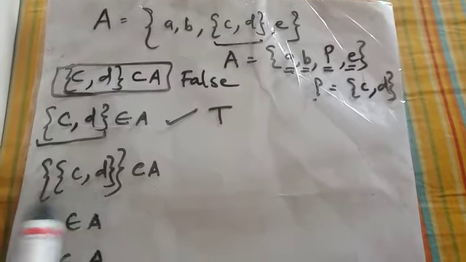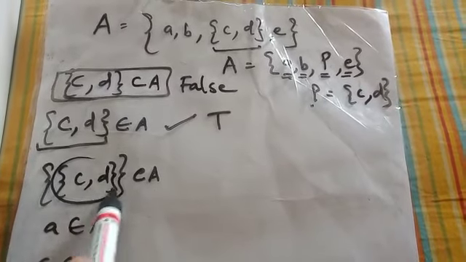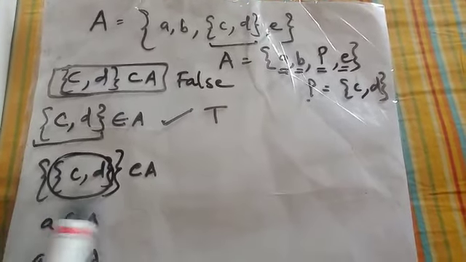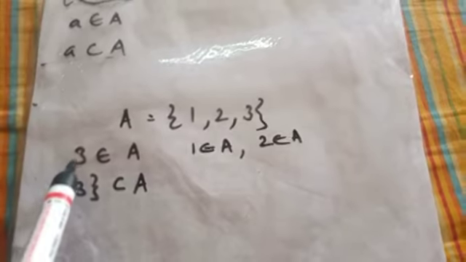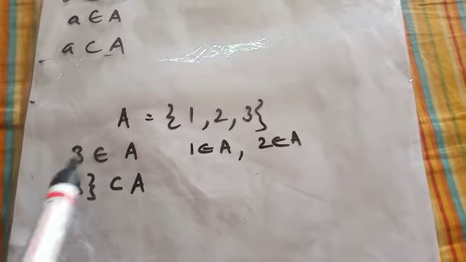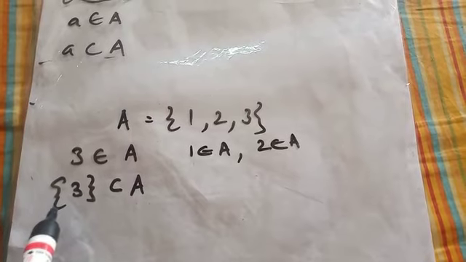Now see what happens when I put curly brackets around the element. Now first this was the element. Now what have I put on the side of the element? I put curly brackets. Like see this one. This was 3, 3 belongs to A because 3 was the element of A. Now when I put curly brackets, then what did it become? It became a set.